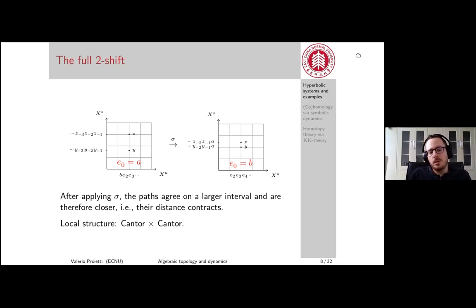So you can see here that the local structure, the topological class of the X and Y axis, is Cantor set times Cantor set. And so this is an example from symbolic dynamics.